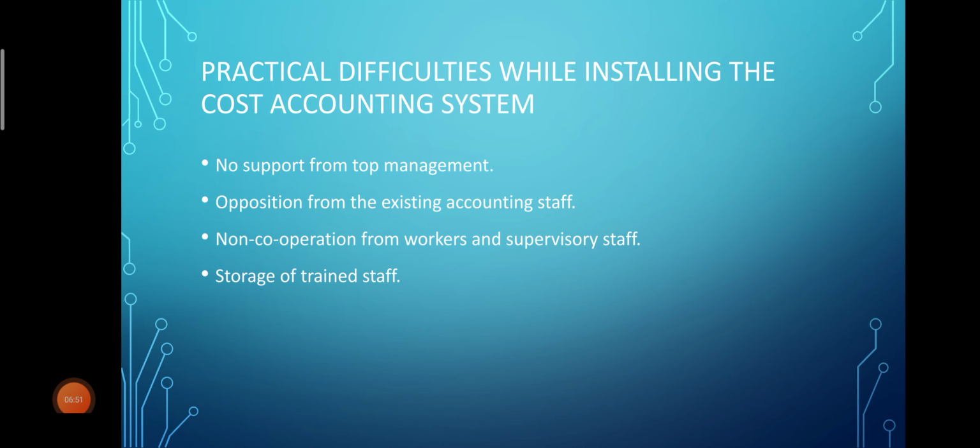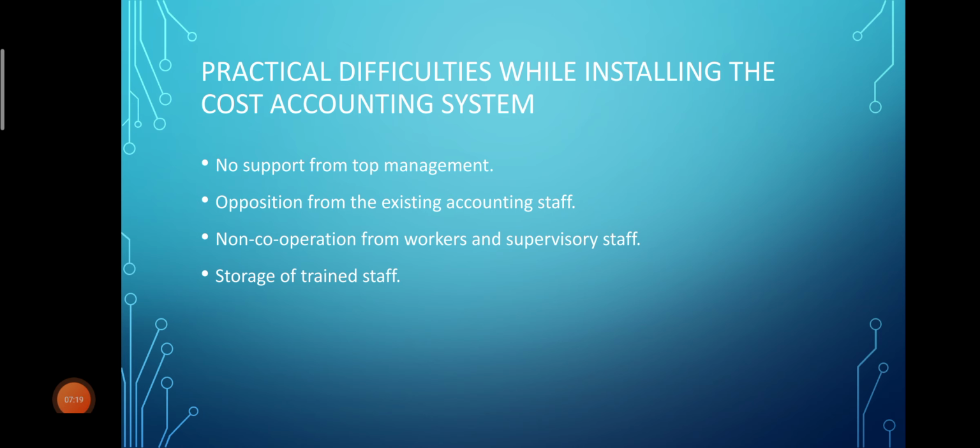Second point is opposition from the existing accounting staff. The existing accounting staff may not support it because, with the introduction of a costing system, they will have to take training and then work, which will increase their work. So many of the accounting staff may not support it.